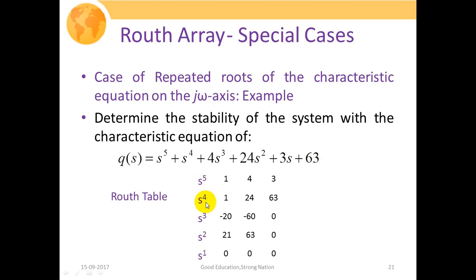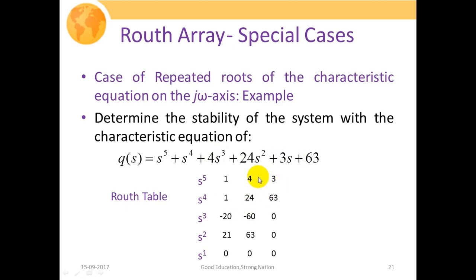S to the power 5, s to the power 4, we are going to write up the coefficients. The coefficient of s to the power 5 is 1, again skipping this s to the power 4 coefficient, we will be having 4. Then again skipping the coefficient of s square, we will be having 3. Then the coefficient of s to the power 4 is 1, again skipping next coefficient, we will be having 24. And then again skipping next coefficient, we will be having 63.